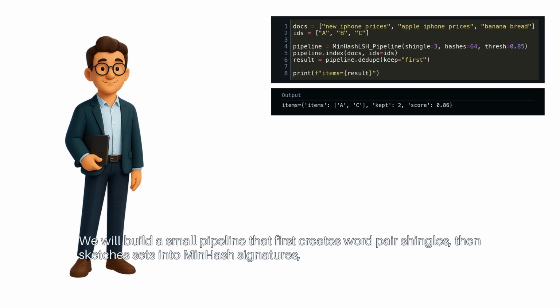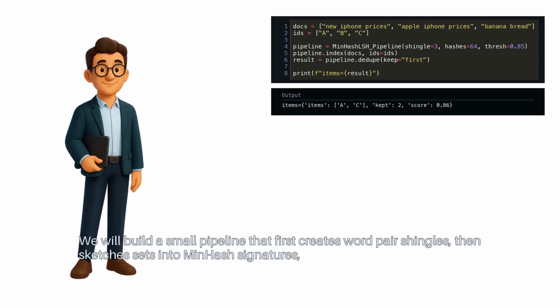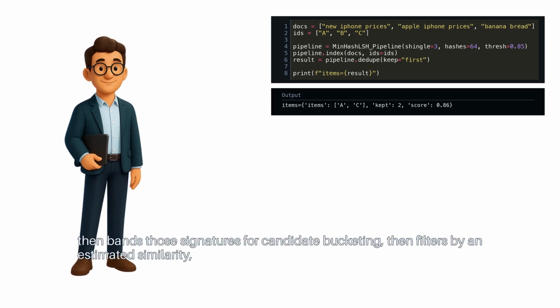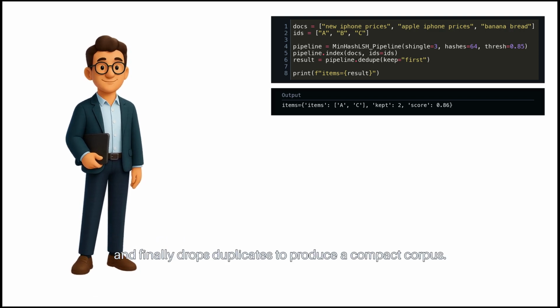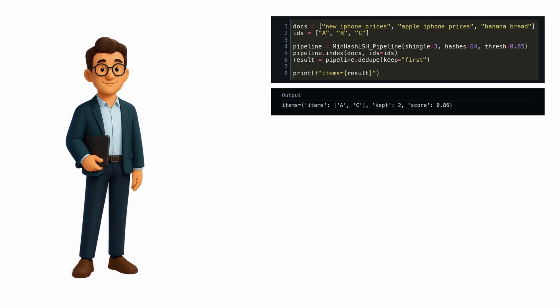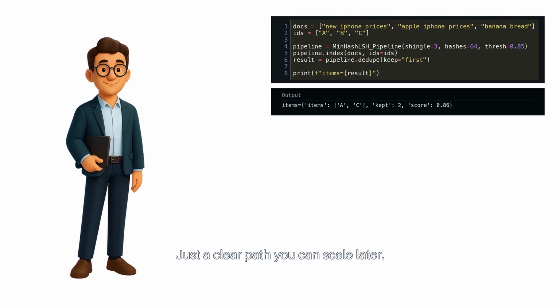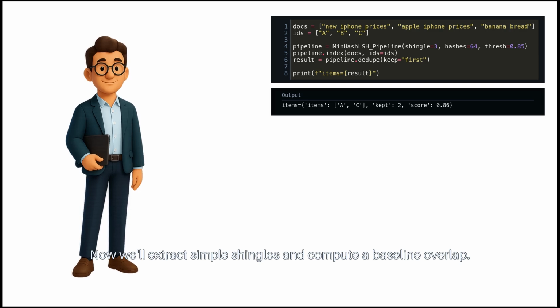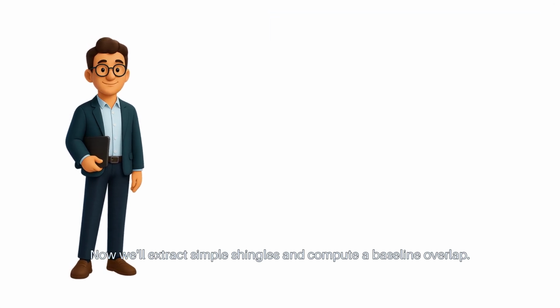We will build a small pipeline that first creates word pair shingles, then sketches sets into MinHash signatures, and bands those signatures for candidate bucketing, then filters by an estimated similarity, and finally drops duplicates to produce a compact corpus. No deep math, just a clear path you can scale later. Now we'll extract simple shingles and compute a baseline overlap.